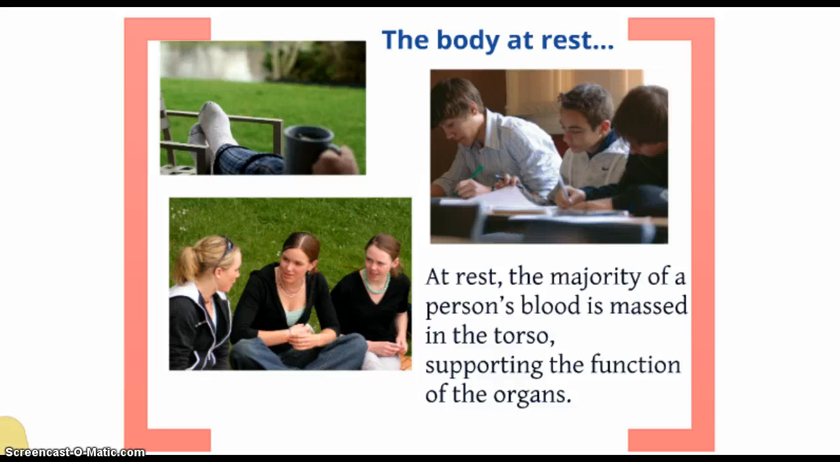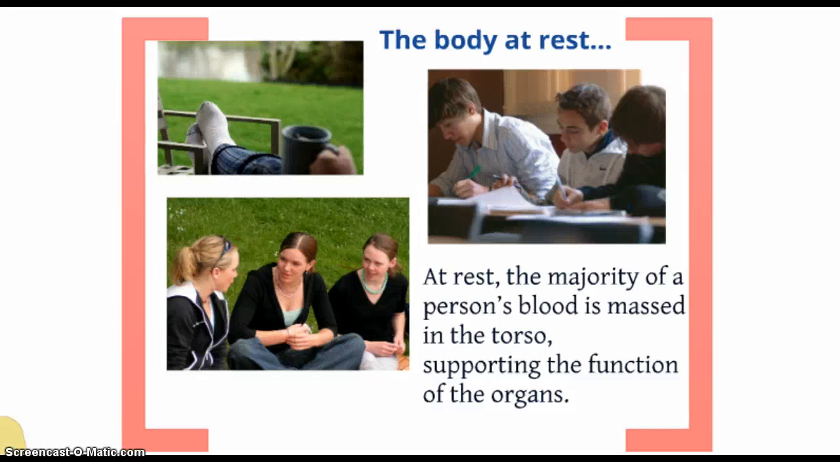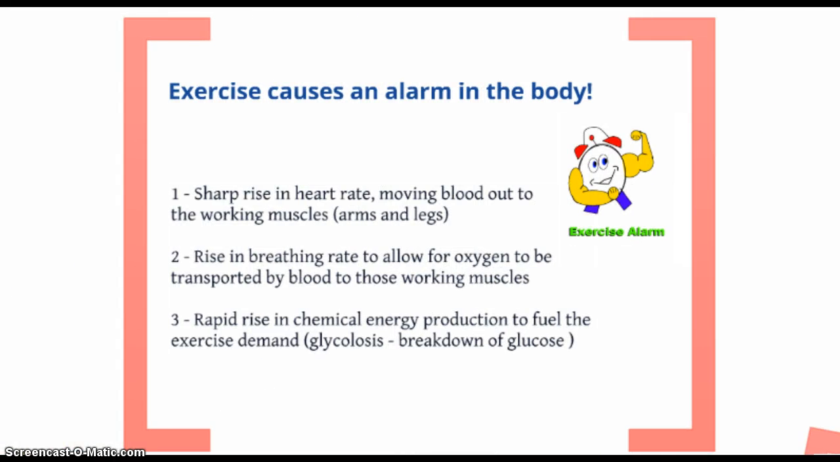When your body is at rest, most of the blood in your body is basically hanging out in your core, in your torso, because it has to do a lot of work to support the functioning of all those organs. And so it kind of explains what happens when you first start exercising. It's like this huge alarm has gone off in your body, and you have a really high rate of blood moving out, which means that heart's going to pump particularly hard at the beginning of an effort.